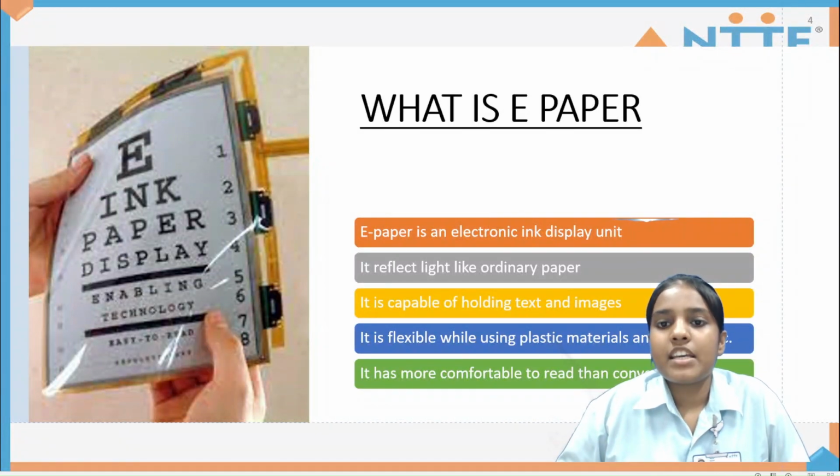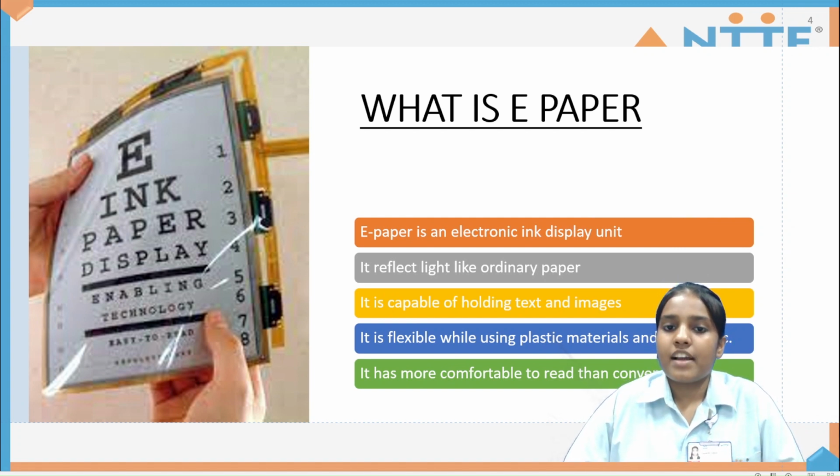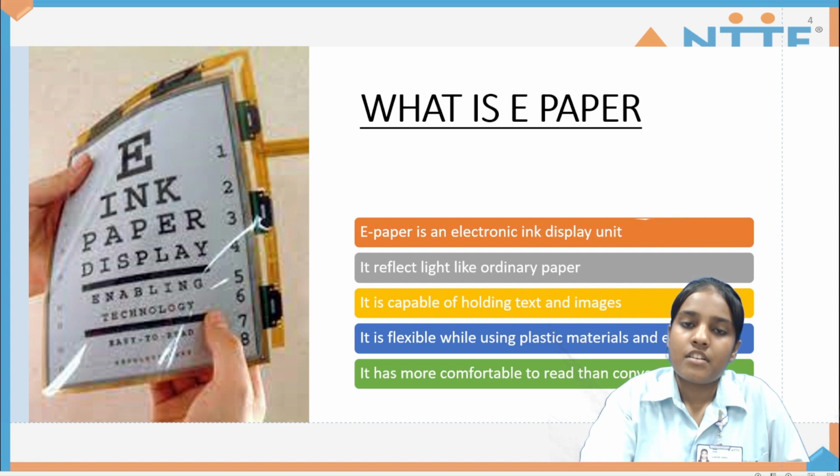What is e-paper? E-paper is an electronic ink display unit. It reflects light like ordinary paper. It is capable of holding text and images. It is flexible, using plastic materials and electronics. It is more comfortable to read than conventional displays.